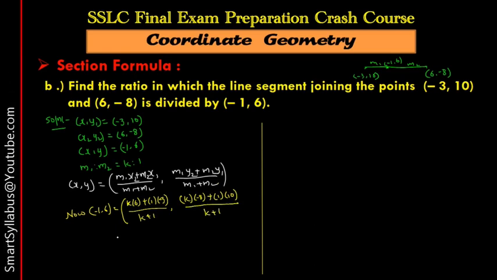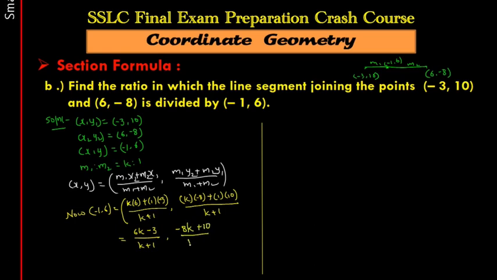That's equal to, simplify the values now: 6 into k, this is 6k, now plus into minus, 3 into 1, it's 3, the whole divided by k plus 1. Similarly here, plus into minus, 8 into k, it's 8k plus 10 into 1, 10, the whole divided by k plus 1. So this is (-1, 6).